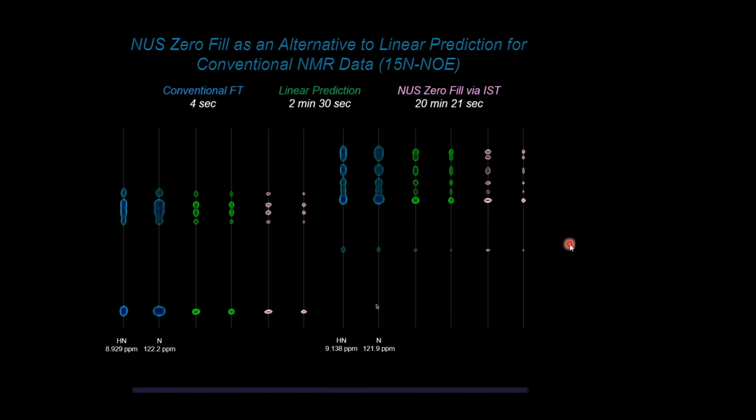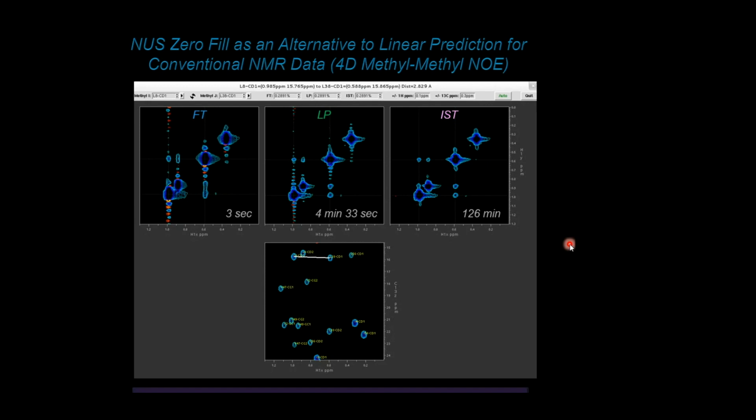And we can also apply it to four-dimensional data. So here are some planes from a 4D methyl-methyl experiment. Here's what the particular plane looks like if we do a conventional Fourier transform on this 4D data. Here's what it looks like if we use linear prediction on the three indirect dimensions. And here's what the result looks like if we use IST. So we have nice cross peaks, great reduction of the Fourier truncation artifacts. So very powerful.